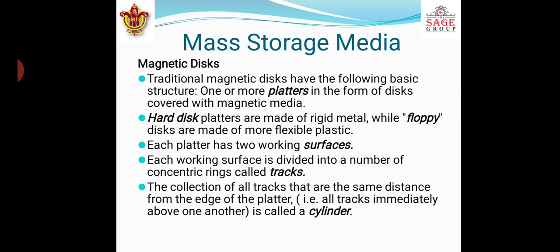Traditional magnetic disks have the following basic structure. One or more platters in the form of disks covered with magnetic media. Second is hard disk. Hard disk platters are made of rigid metal while floppy disks are made of more flexible plastics. Each platter has two working surfaces. Each working surface is divided into a number of concentric rings called tracks. The collection of all tracks that are the same distance from the edge of the platter, that is all tracks immediately above one another, is called a cylinder.